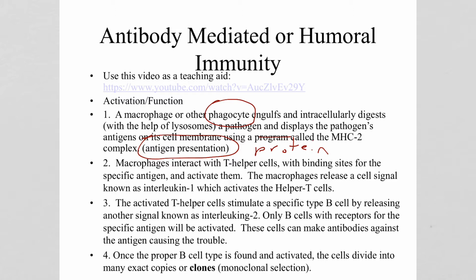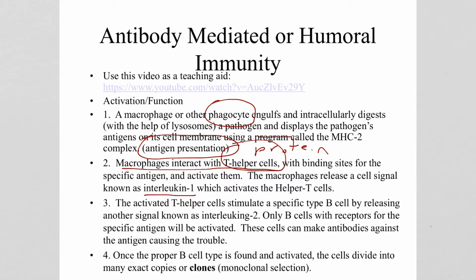So the macrophages will interact with a type of cell called a T helper cell. Some people call them helper T cells. These cells have binding sites for antigens, and only helper T cells with a binding site that will attach to this specific antigen will bind, and they'll become activated. The macrophages will also release a type of cell signal called interleukin-1, which helps to activate these particular helper T cells. Once they're activated, helper T cells stimulate specific B cells or B lymphocytes, B lymphocytes that can produce antibodies that are specific to this particular antigen, this particular pathogen.